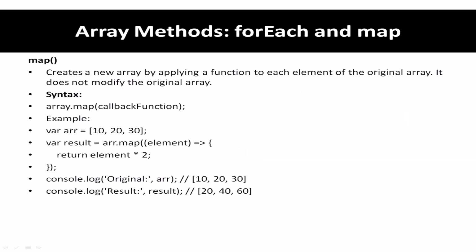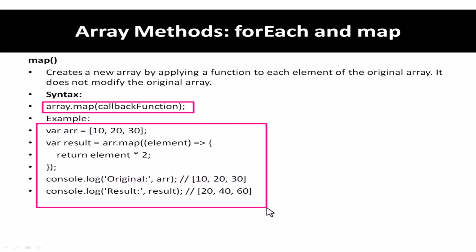Next one, map. Map creates a new array by applying a function to each element of its original array. It does not modify the original array. Basically, in a normal array we can modify the array, but in the case of map it doesn't modify the original array. Here we have the syntax, array.map with a callback function. So here we call back the function. Here we have an example: we can use a function name here, a variable array equal to, and the total program, 10, 20, 30.